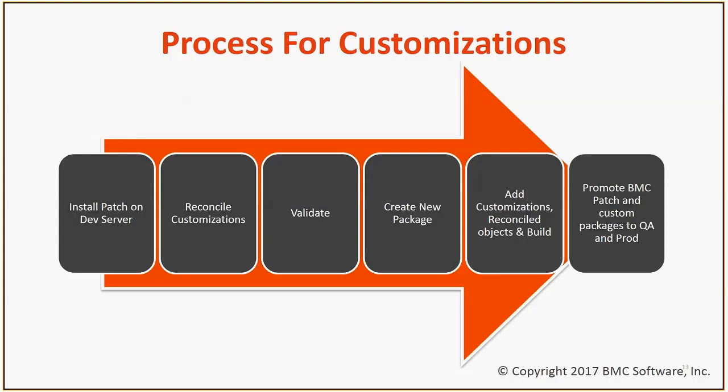Let's look at the process for customizations. For example, if the patch contains some objects that you have modified and you have overlays on those objects, once you install the patch on your development server, you will need to reconcile your customizations using the three-way reconciliation tool. Once you do that, you can validate the changes, and then you create a new package where you can add your customized reconciled objects and build a new package. At the end of this process, you will have one package that BMC provided and one package with your reconciled objects. And now you can promote both of these packages to your QA and prod.